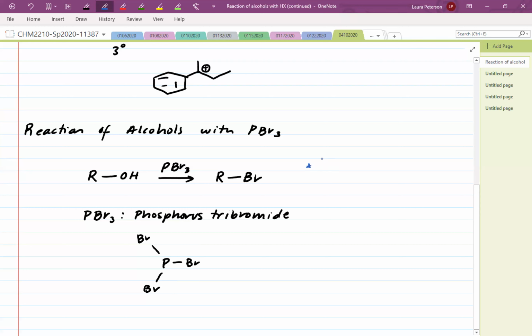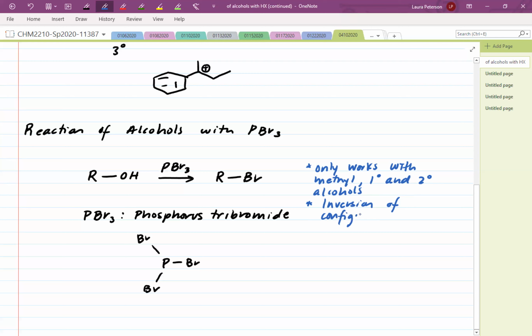Okay, so this only works with methyl, primary, and secondary alcohols. Secondly, inversion of configuration is observed. So if you had a chiral alcohol, you would observe inversion of configuration. Okay, so it's stereospecific in that way.